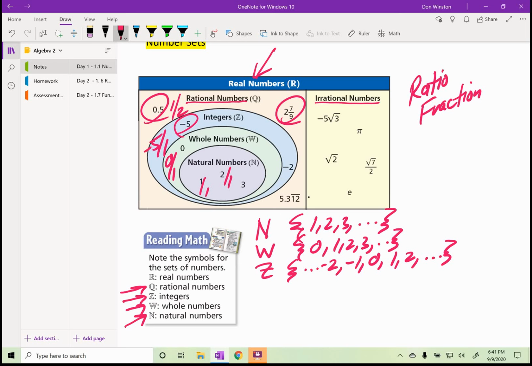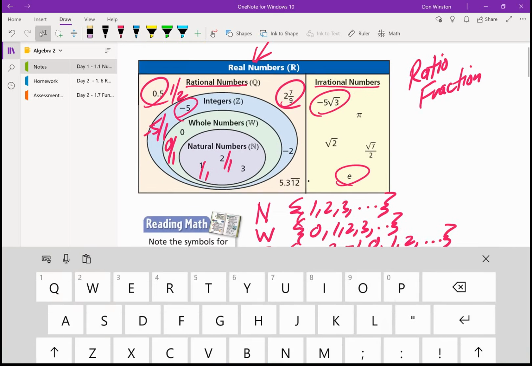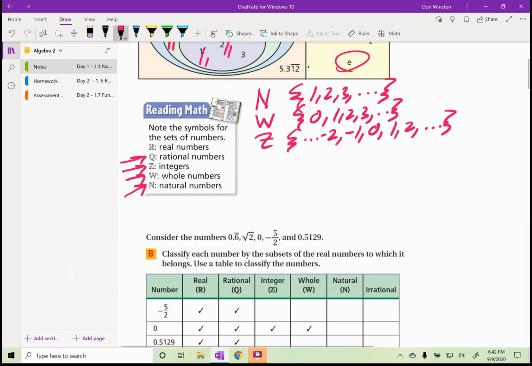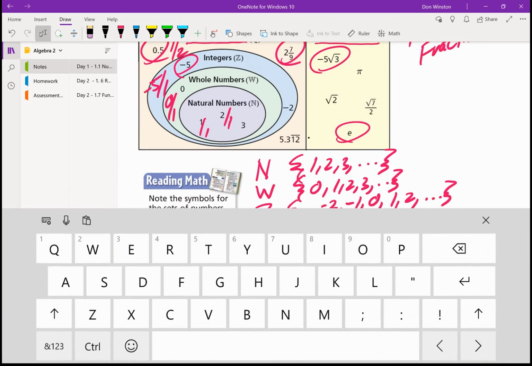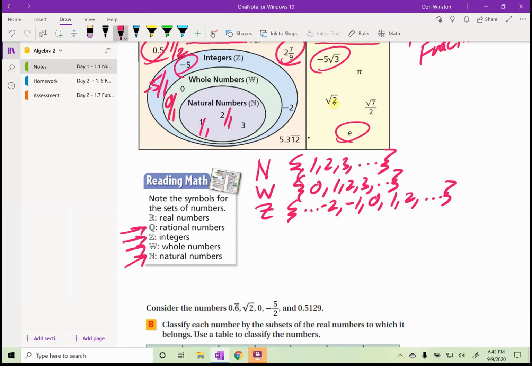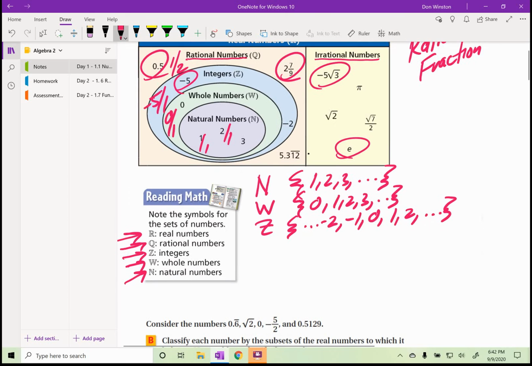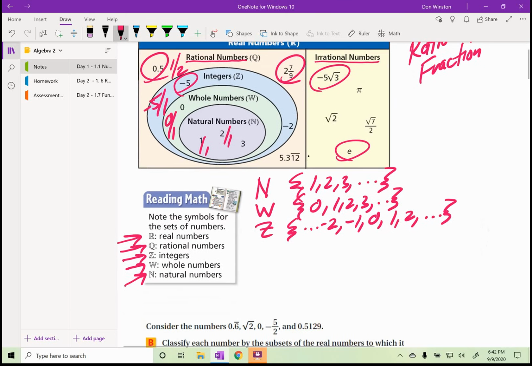And then finally, we have the numbers you can't write as a fraction, the irrational numbers, with the radical symbol: -5√3, pi, √2, √7/2, and so on. So they gave us a symbol for rational numbers, Q, and the symbol for real numbers, but apparently they did not give us a symbol for irrational numbers.